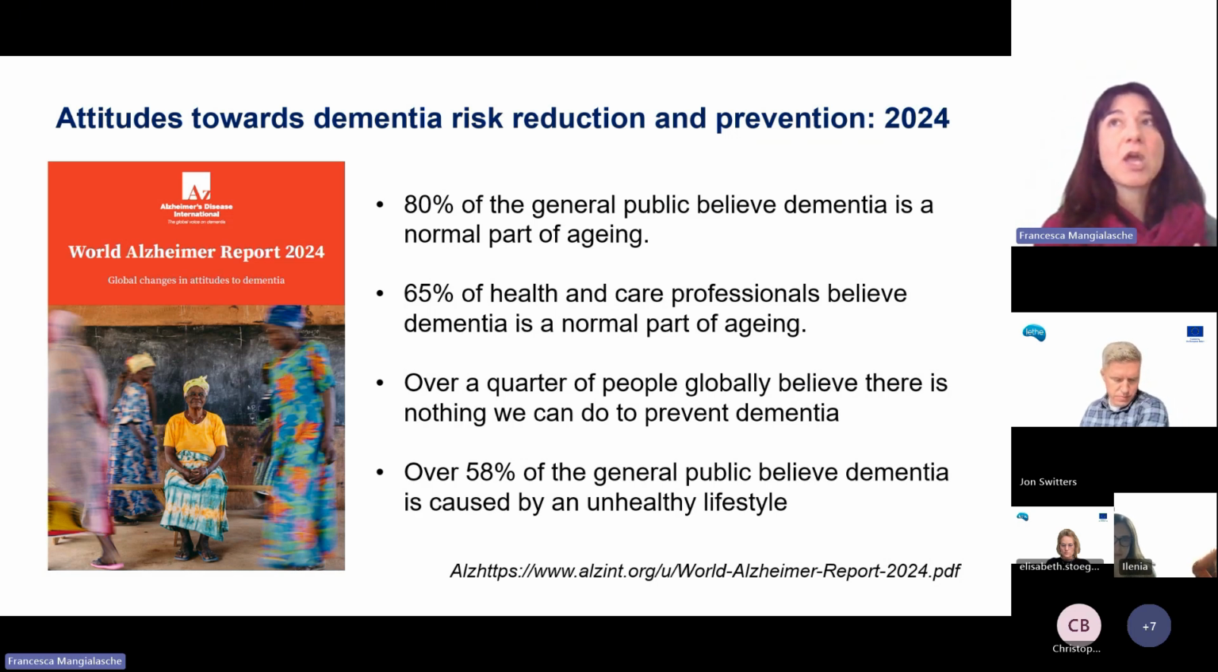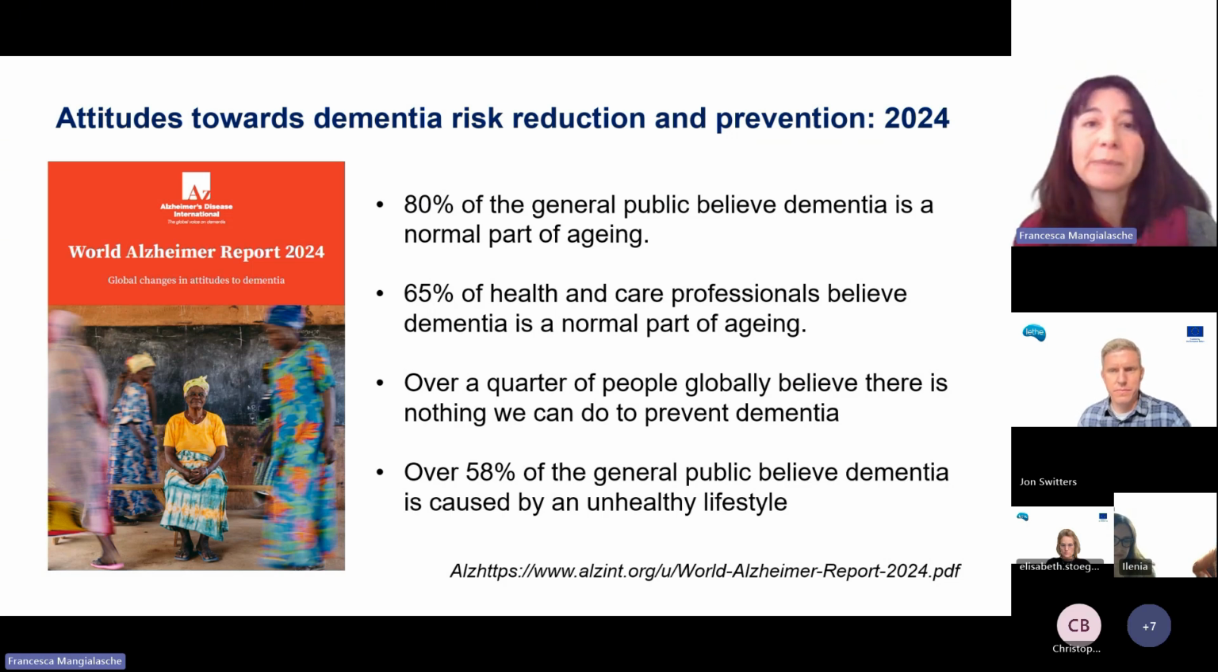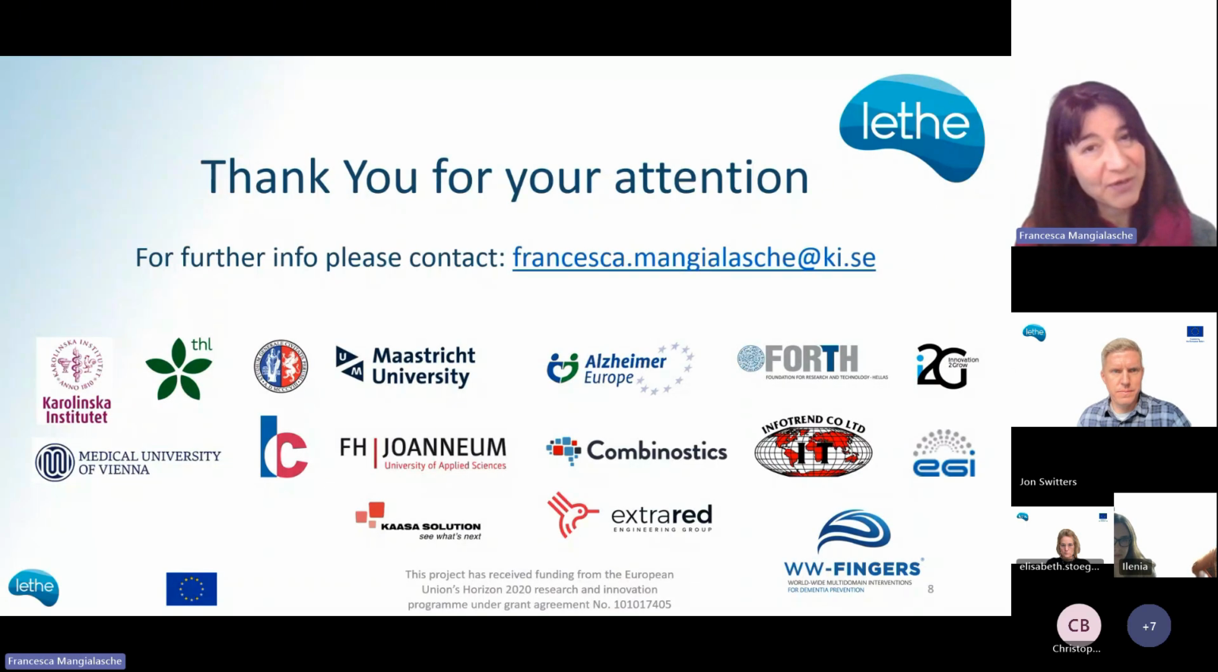So this means that we still need to be working to correct the conception that dementia should be accepted as a normal consequence of aging, so we can open the way to have a discussion about risk reduction and prevention. Thank you for your attention.